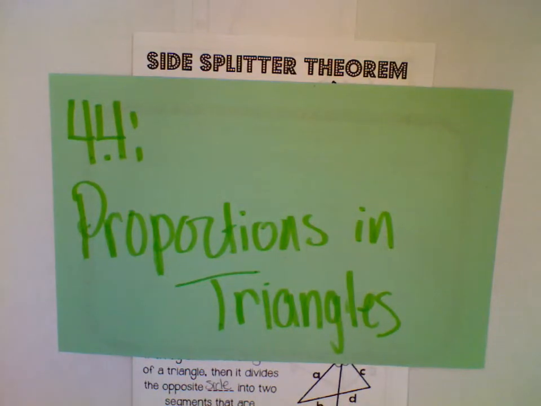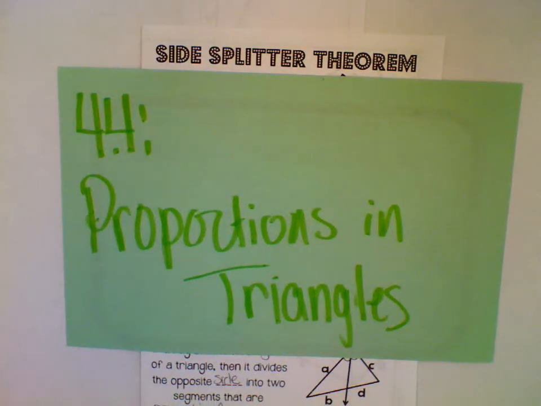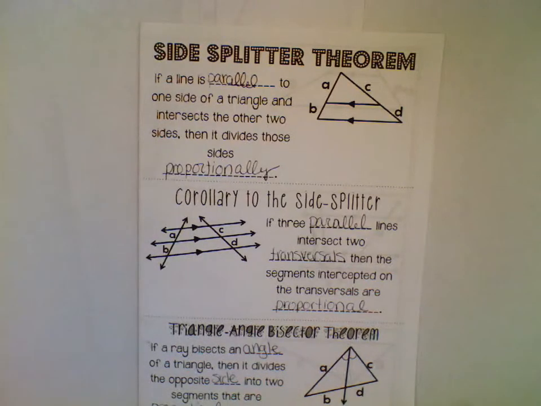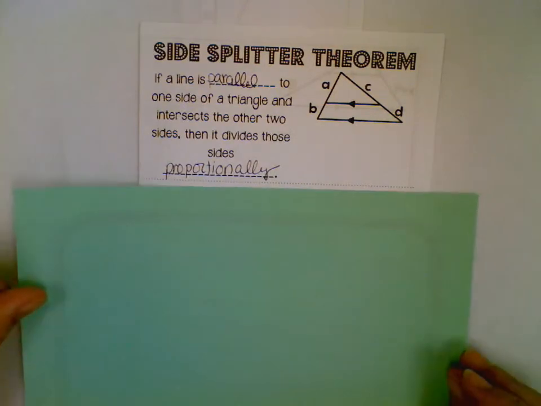Hi everyone, this is the video for lesson 4.4, proportions in triangles. So this is our last lesson for chapter 4, and our last thing dealing with finding and writing proportions from the lines and segments made in triangles. So we have a couple different theorems that we're going to talk about and then work on some examples.